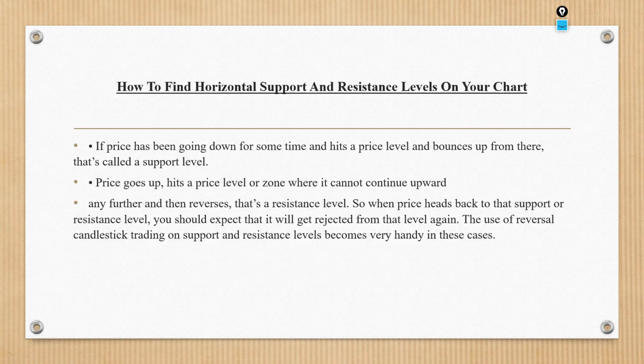Then, how to find horizontal support and resistance levels on a chart. If price has been going up and down for some time and it hits a price level and bounces up from there, that's called a support level. And if price has been going up and hits a specific level or zone where it cannot continue going upwards any further and then reverses, that's a resistance level. So when price heads back to that support or resistance level, you should expect that it will get rejected from that level again. The use of candlestick trading on support and resistance becomes very handy in these cases.